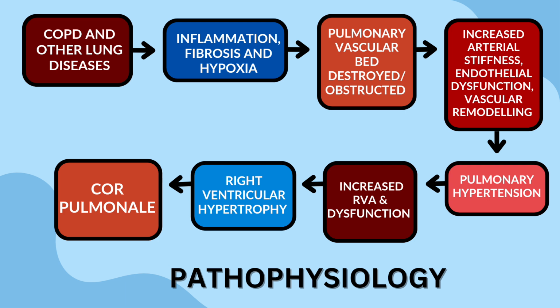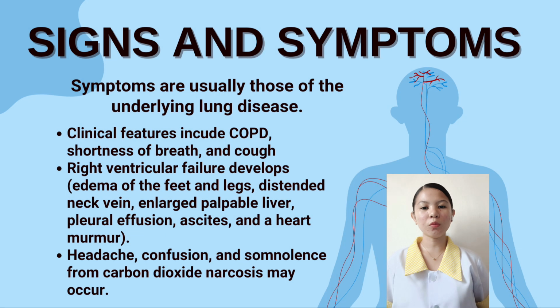So the right ventricle will increase in size, which we call right ventricle hypertrophy, to effectively pump the blood out to the arteries. This strain on the right ventricle trying to pump blood against high resistance makes the right ventricle fail, leading to a back pressure of blood into the right atrium, the vena cava, and then the systemic circulation. That's what we call cor pulmonale. The symptoms are usually those of the underlying lung disease.